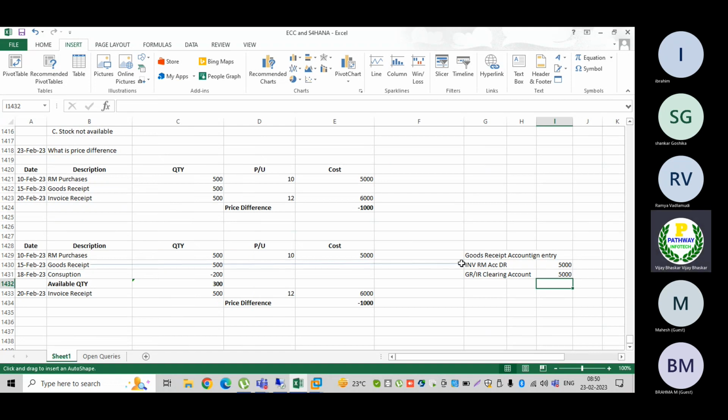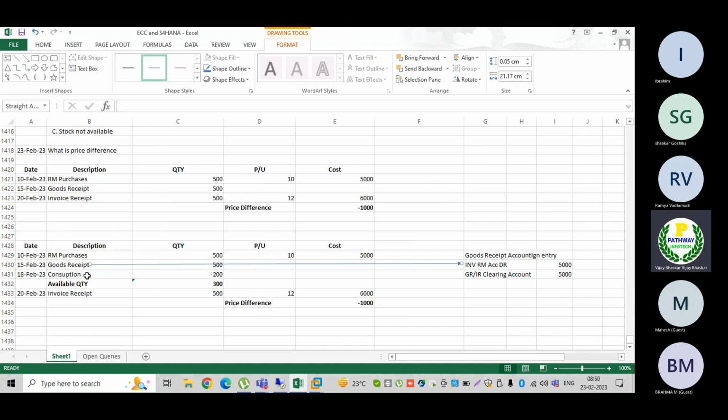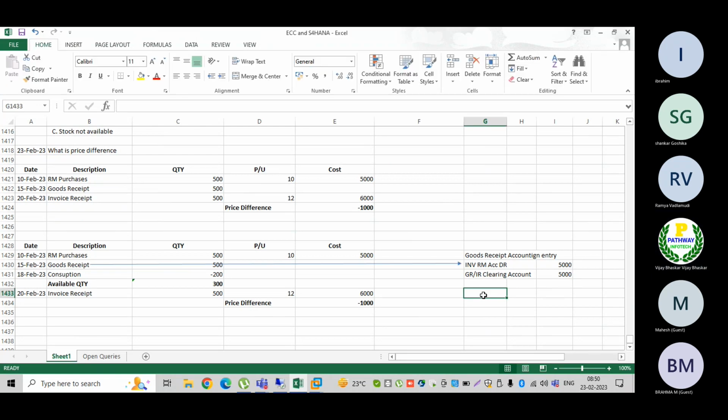Then consumption. What is the accounting entry for the consumption? Whenever the consumption happens, the consumption accounting entry is: raw material consumption account will be debited, to my inventory account, my stock account. Inventory raw material is nothing but your stock account. The stock account is going to be credited.